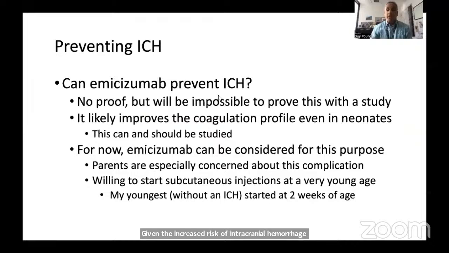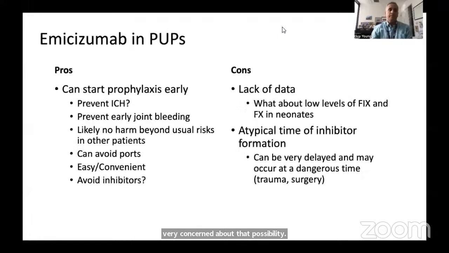Can emicizumab prevent ICH? Well, there's no proof, and I think it's going to be impossible to prove this with any kind of study. It likely improves the coagulation profile even in neonates, so it certainly can be considered. And I've started a couple of children at 2 weeks of age who did not have an intracranial hemorrhage, but whose family was very concerned about that possibility. So we started them with the intent of preventing intracranial hemorrhage.